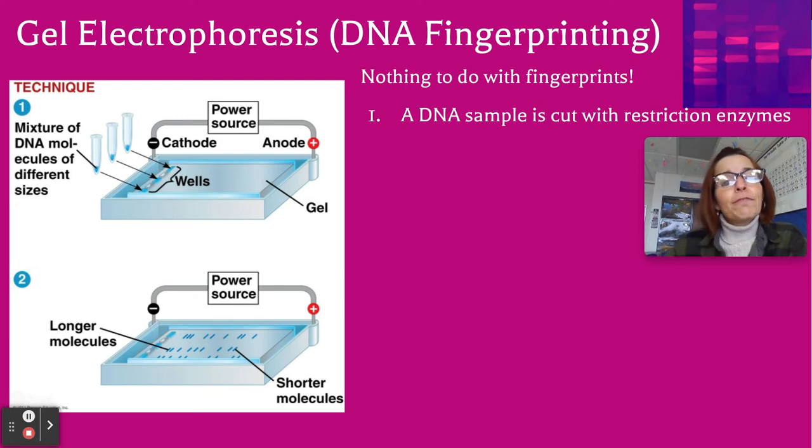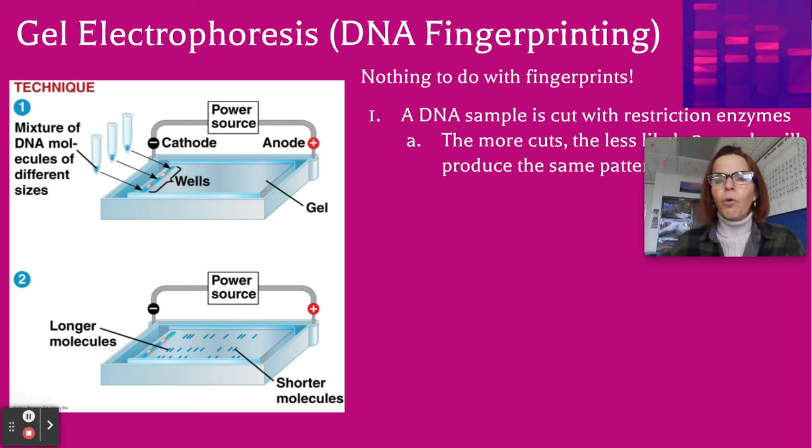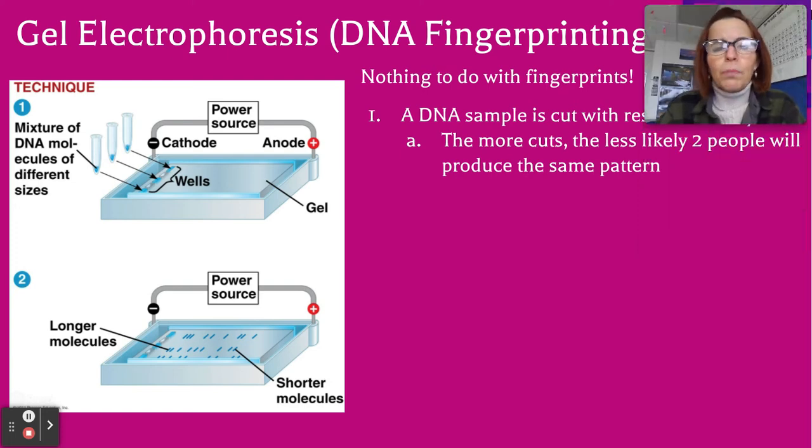All right, so this is how DNA fingerprinting is done. A DNA sample is cut with restriction enzymes, and the more cuts that are done, the less likely two people will produce the same pattern. So if we're trying to compare two humans, there's different reasons to do gel electrophoresis. But if you're trying to compare, say, a crime scene DNA with some suspect DNA, and you want to make sure that you don't accidentally convict the wrong suspect, you want to add several restriction enzymes. With each restriction enzyme that's added, the odds that two people will produce the same DNA pattern becomes less and less. I'll make up some numbers.